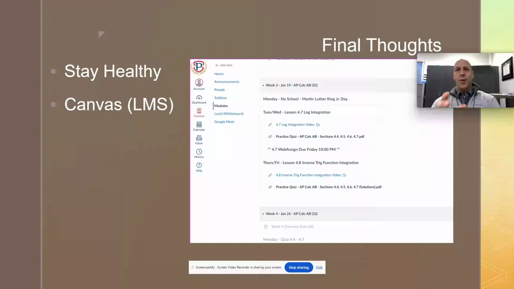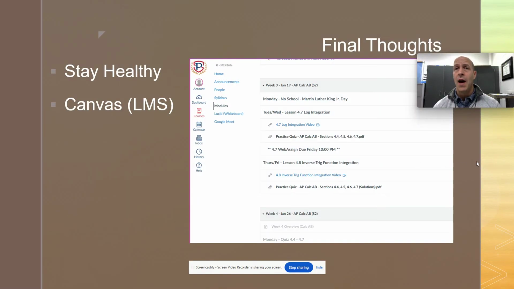Anyways, real quick, I'd like to show you kind of a method of my madness with Canvas. A student could come to school today and say, I wonder what's going on this week in Mr. Allen's class. So this is Calc AB. They can see here Monday we had no school, obviously that was yesterday, and so today is Tuesday. Today we're going to do lesson 4.7.